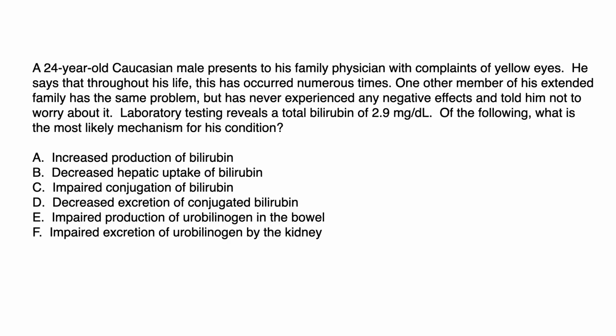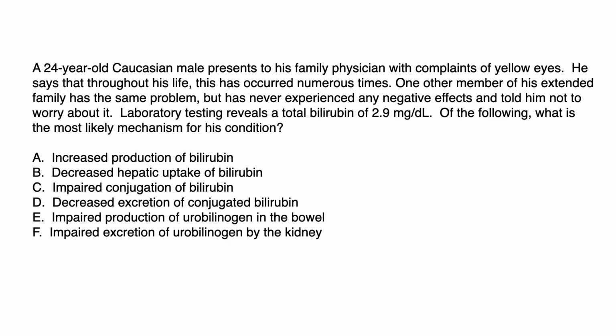Okay, so pause, answer the question, and then we'll go through it. So a 24-year-old Caucasian male presents to his family physician with complaints of yellow eyes. He says that throughout his life this has occurred numerous times. One other member of his extended family has the same problem but has never experienced any negative effects and told him not to worry about it. Laboratory testing reveals a total bilirubin of 2.9 milligrams per deciliter, which is elevated. Which of the following is the most likely mechanism for his condition?